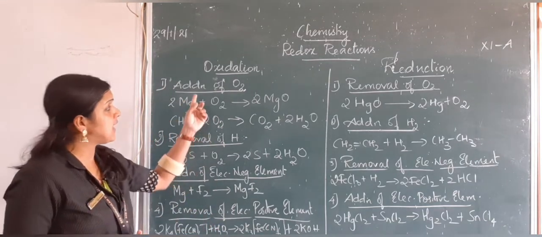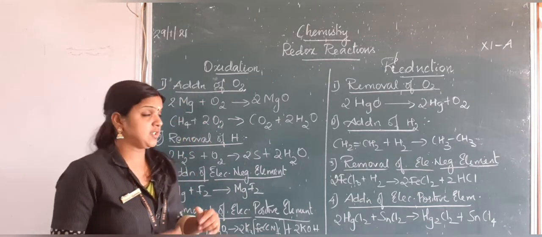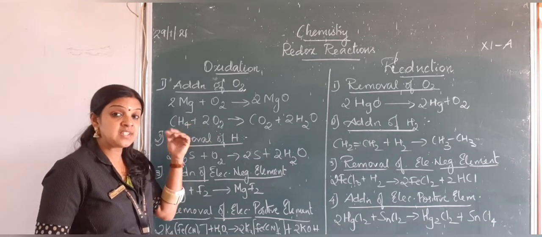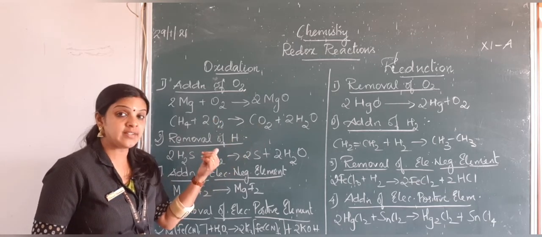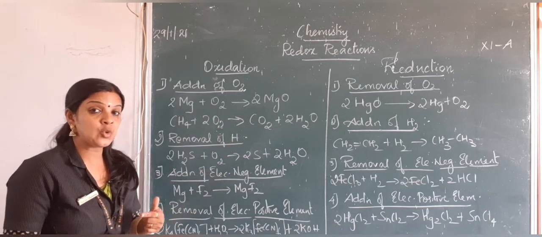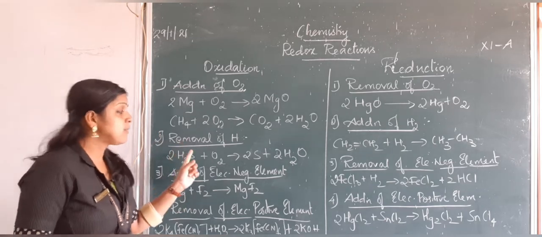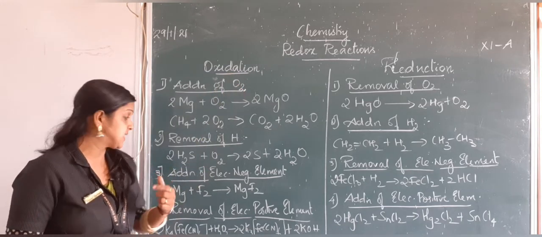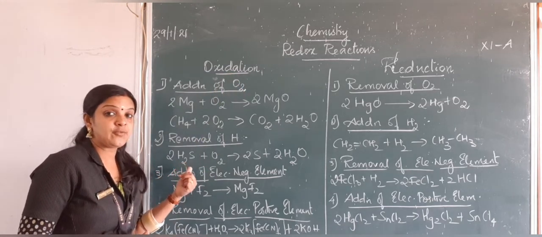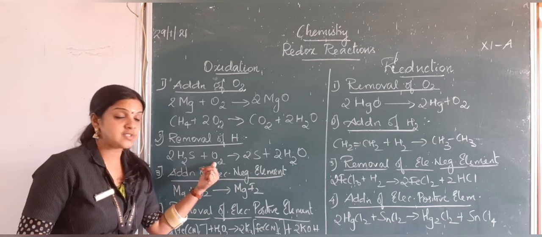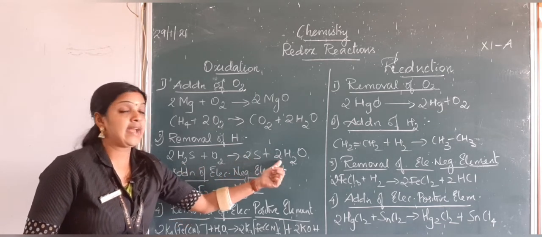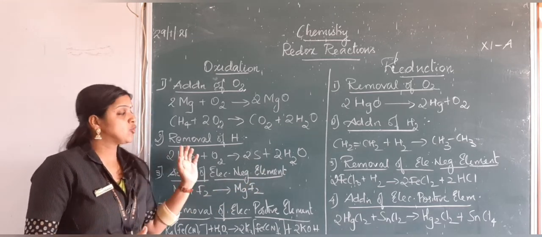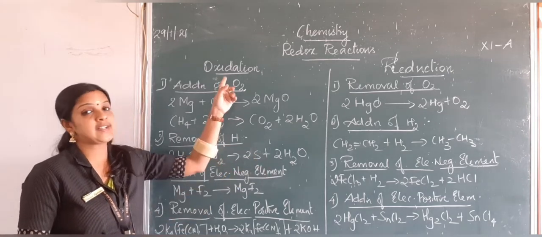Now, not only addition of oxygen is called oxidation. If you see the second reaction, in methane, the hydrogen atom is removed and the oxygen atom is added. So how can I define it again? In other words, I can also say that removal of hydrogen is also an oxidation process. An example you can see here: hydrogen sulfide, H2S, when it combines with oxygen, it forms sulfur and water, where from H2S, hydrogen H2 is removed. So removal of hydrogen is also defined as oxidation.